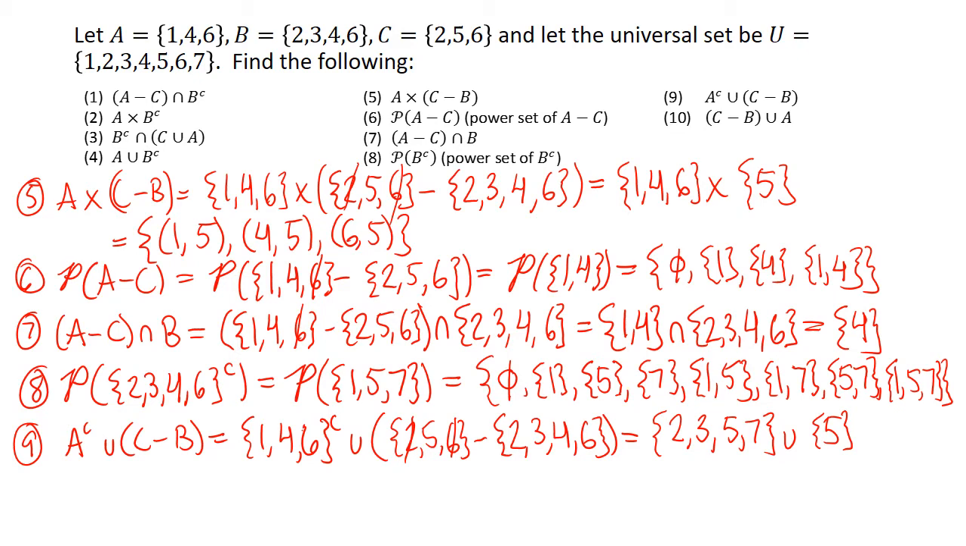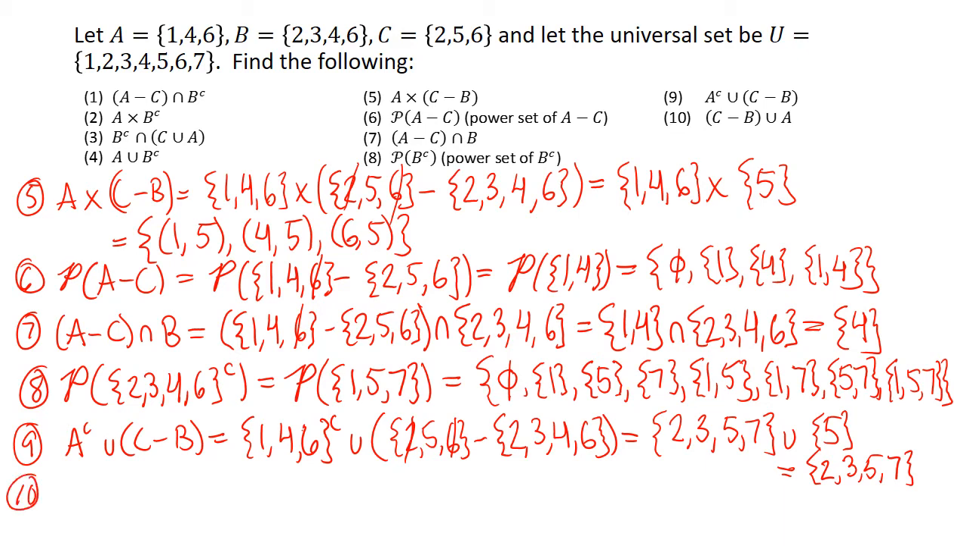Okay, so now I'm doing the union of {2, 3, 5, 7} with {5}, and so I'm just going to smoosh those two together, but 5 is already in the first one, so this is just going to be {2, 3, 5, 7}. Okay. And finally, I'm going to squish number 10 at the bottom here.